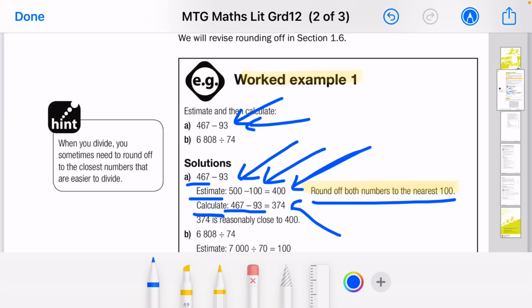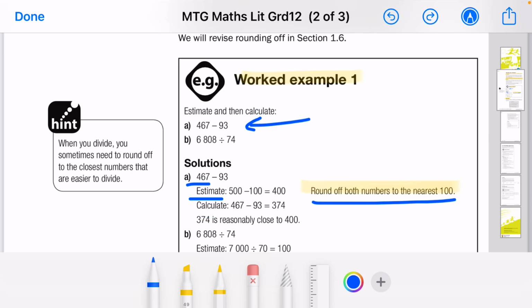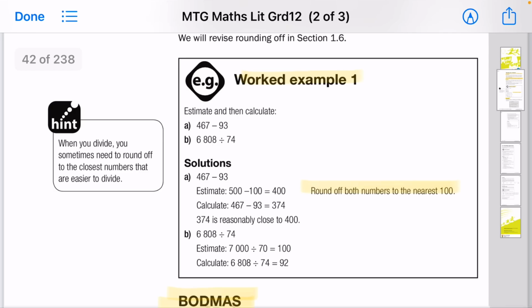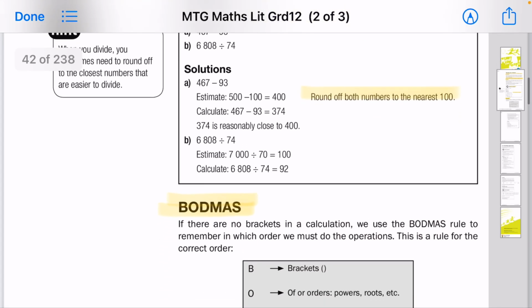In the end, they are saying 374, which is this calculated value, is reasonably close to 400. So they are saying the actual value, the calculated or correct value, is closer to the estimated value. I hope it makes sense, ladies and gentlemen. So obviously you won't have a challenge in understanding the next question.